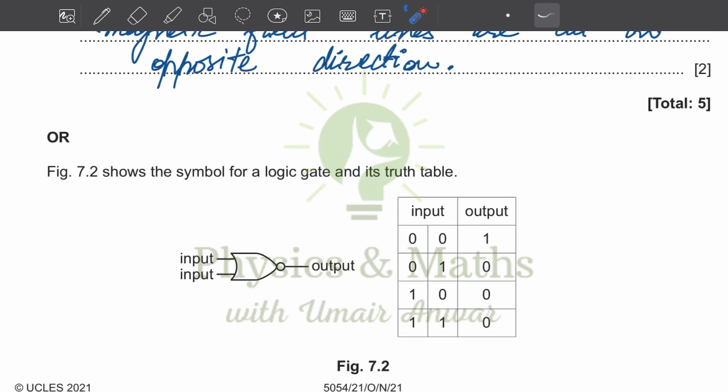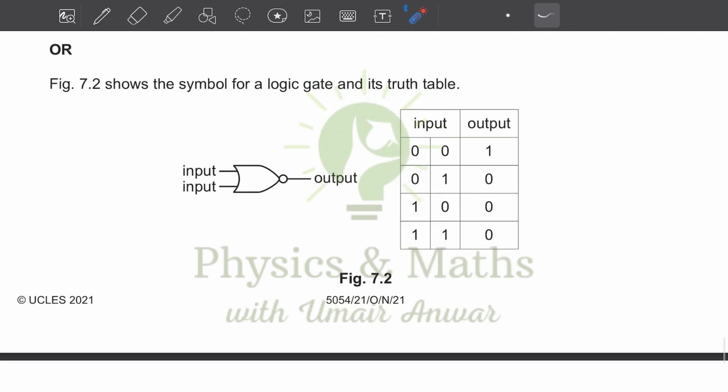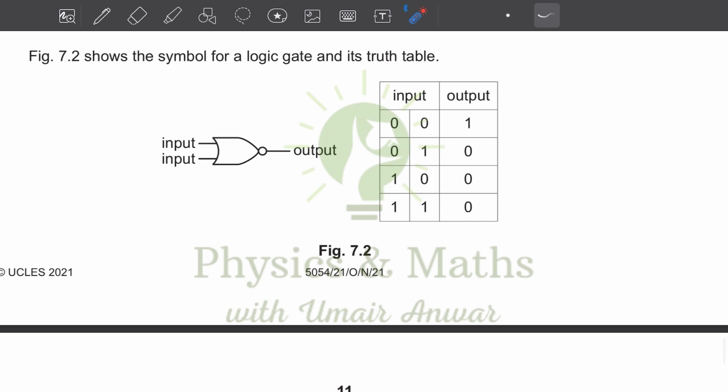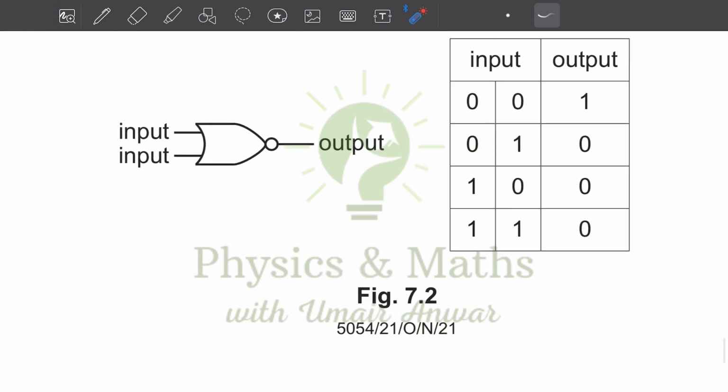I would be solving question number 7, which has a choice. So I'm solving the second part, which is related to the logic gates. It says figure 7.2 shows the symbol for a logic gate and its truth table. So we have a symbol over here, and it is an OR gate which has an inverter applied to its output. So when both inputs are 0, the output becomes 1.